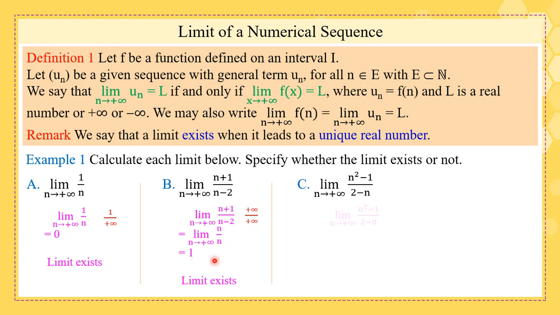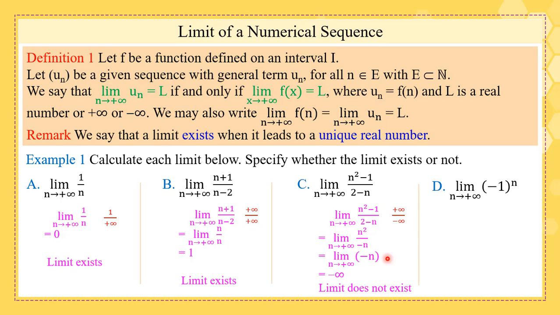This example, we also substitute, we get positive infinity over negative infinity, which is the limit of n squared over minus n. If we simplify, we get the limit of minus n, which is minus infinity. And in this case, because it's not a real number, we say that the limit does not exist.